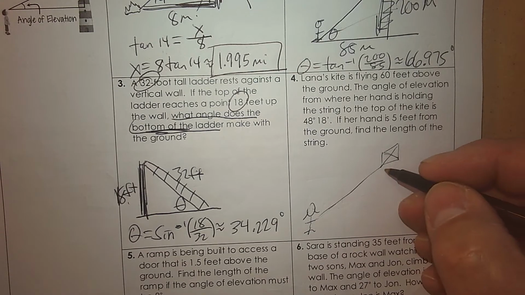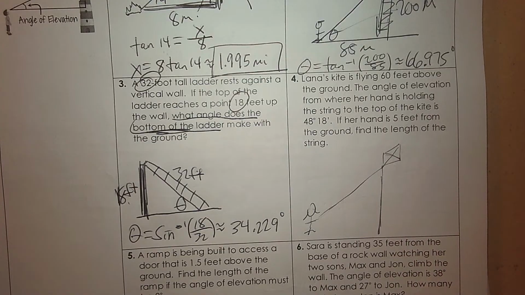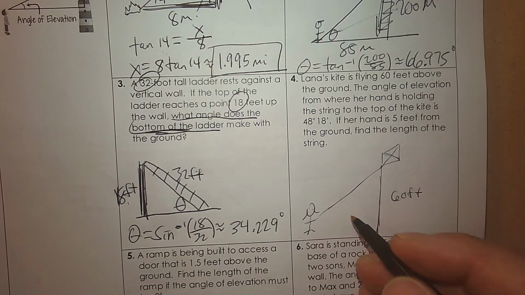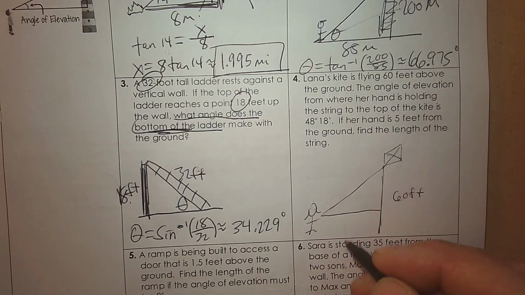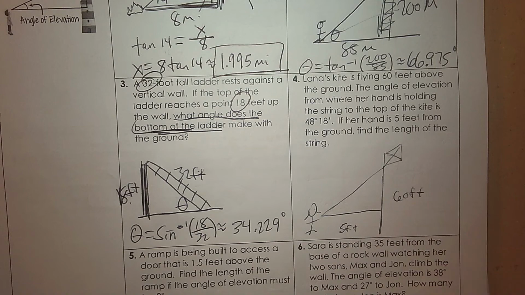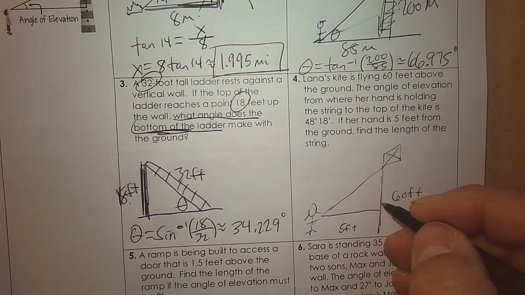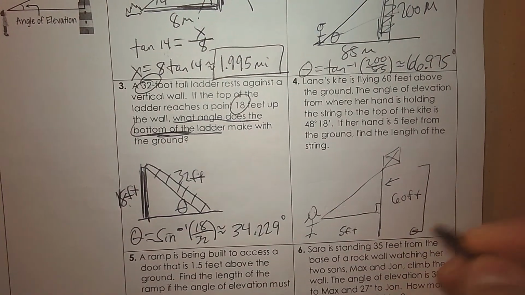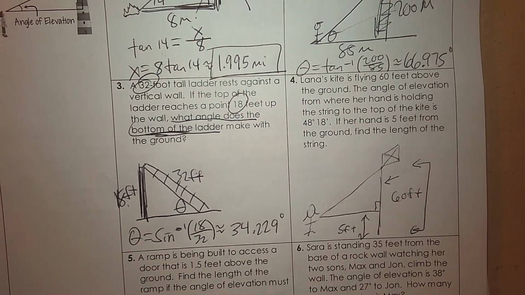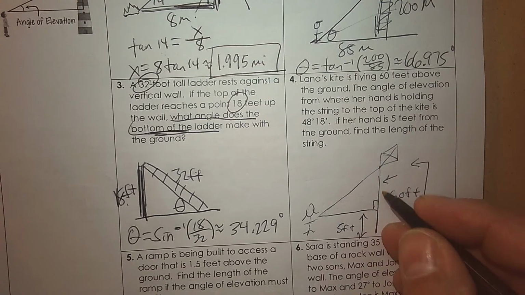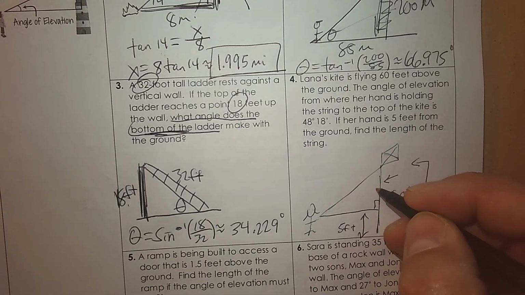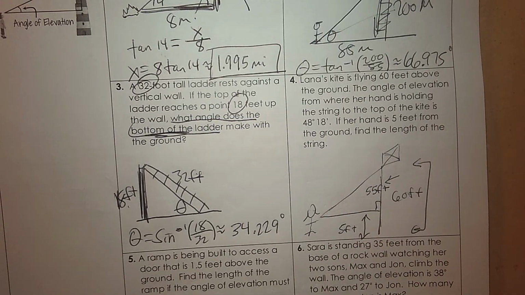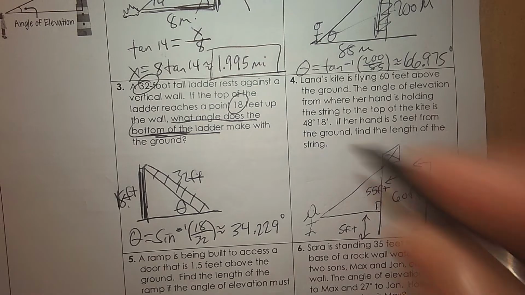We know the kite is 60 feet above the ground, but then it says that she's holding it 5 feet above the ground. Is that right? Man, that takes some thinking to know what this side is right here then. So this whole distance here is 60. This distance is 5. What do you think I should label that side of the triangle with? 55. Is it 55? Great. What else do I know? Man, this looks weird. Does that look weird?